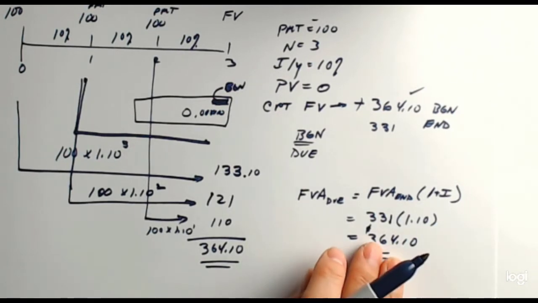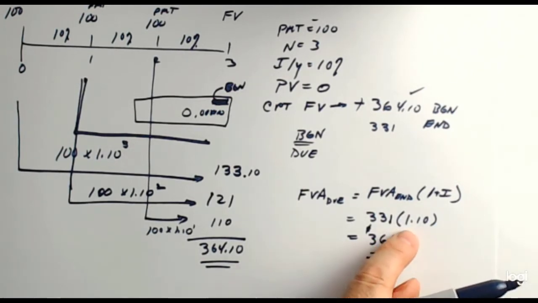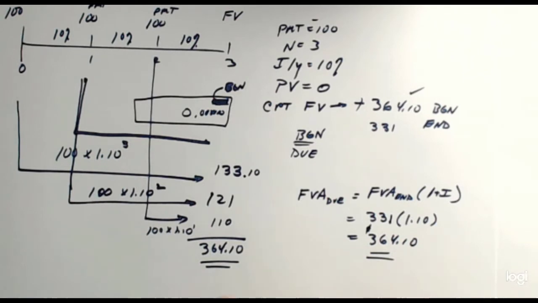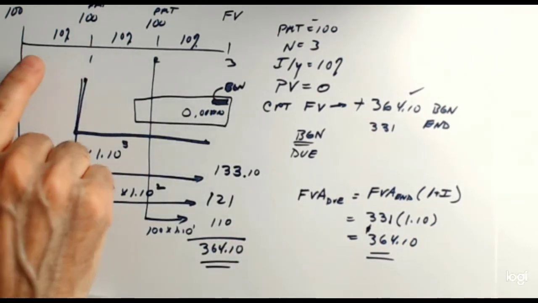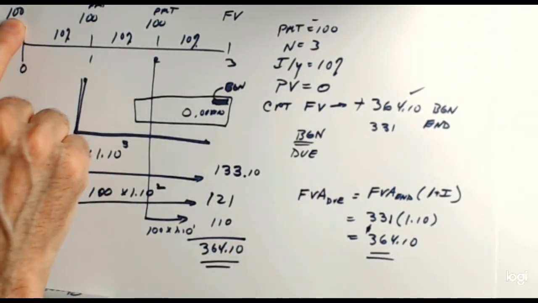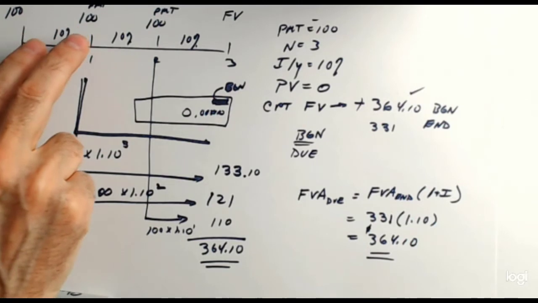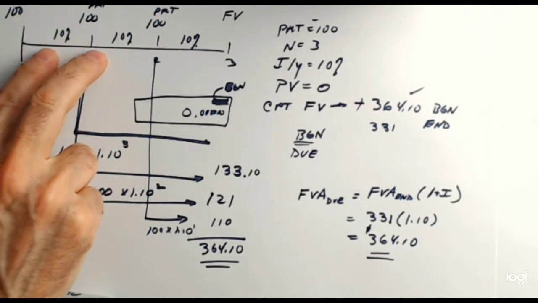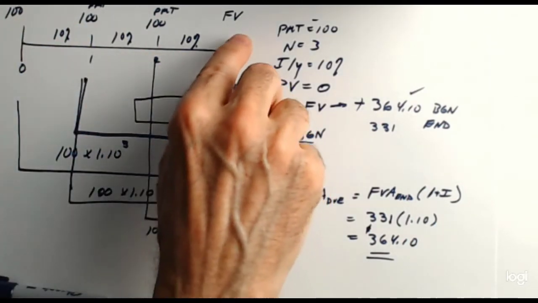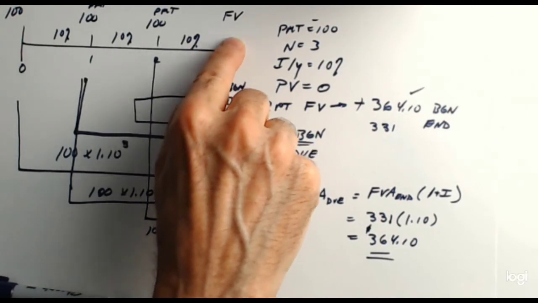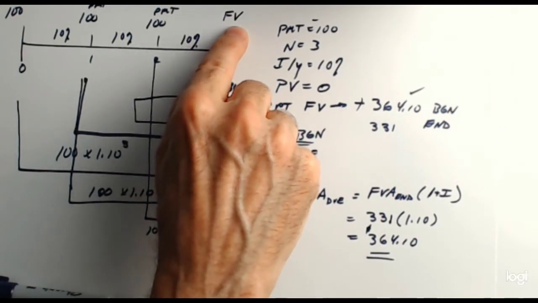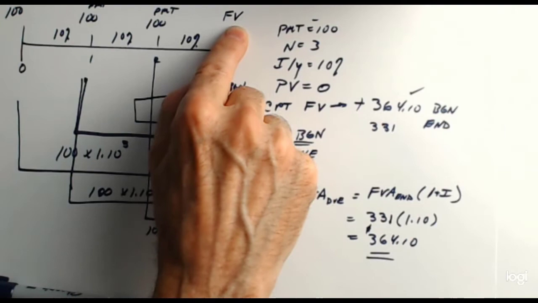Now let's get the intuition. Why is this worth a little bit more? It's worth $33.10 more. Well, what's happening is you're compounding this $100 3 periods, whereas before that $100 sat right here because it was the last payment on an ending, and it didn't get compounded at all.